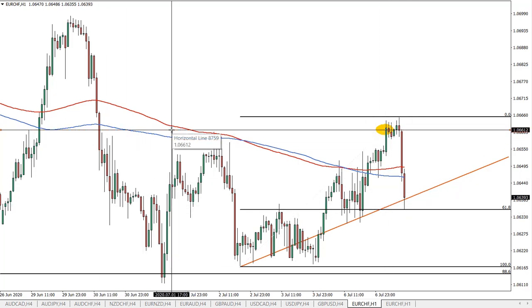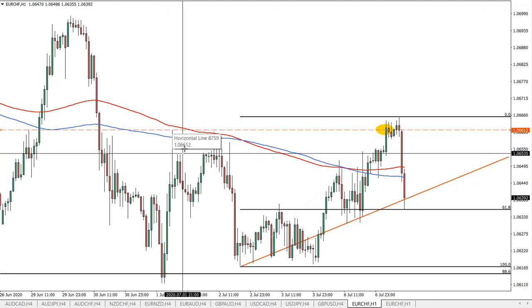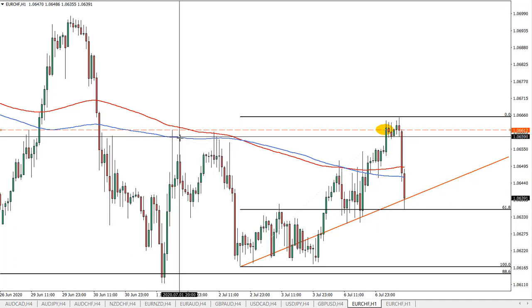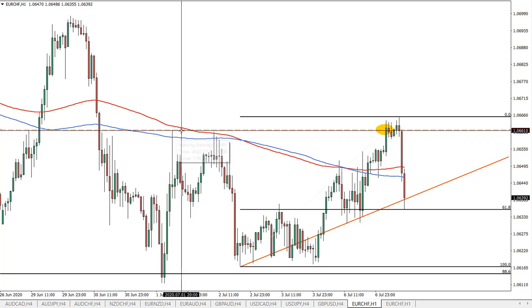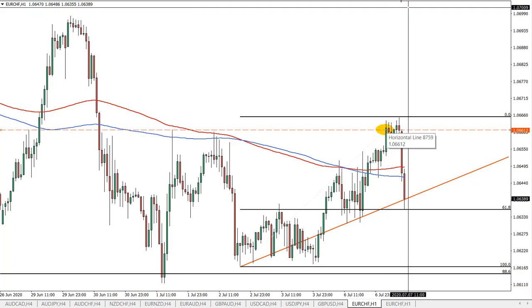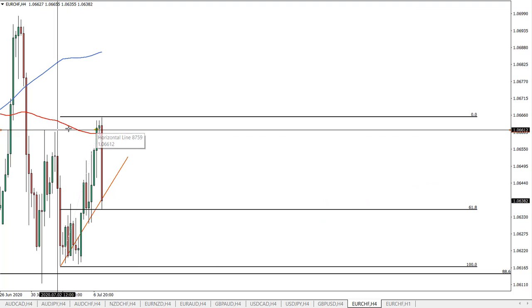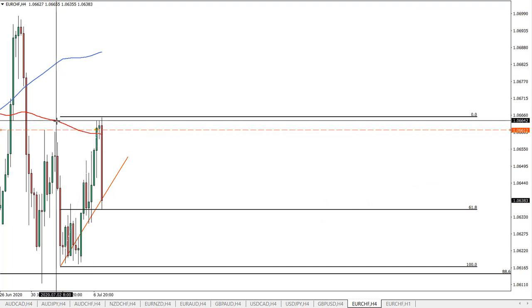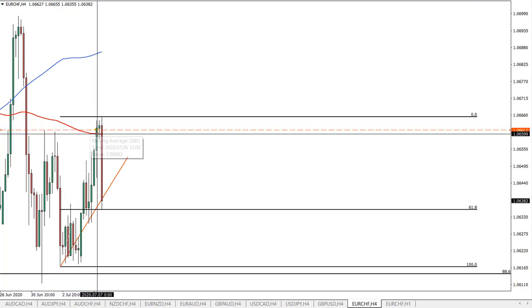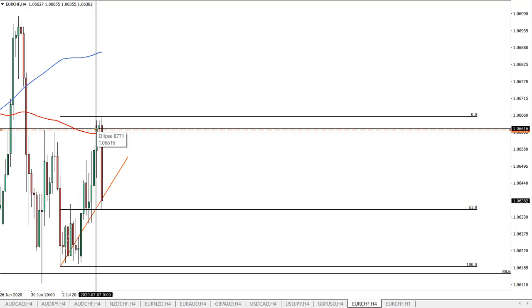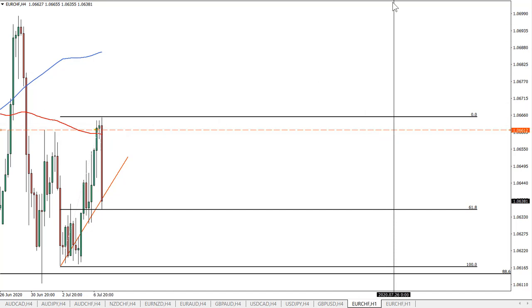Firstly is the break above this previously made resistance area where the simple and exponential moving average with 200 period were rejected. So this was very important resistance, and as we can see on the 1 hour chart we had a breakout, and even on the 4 hour chart we also had a break and close above. Besides, we broke above the simple moving average on the 4 hour chart.